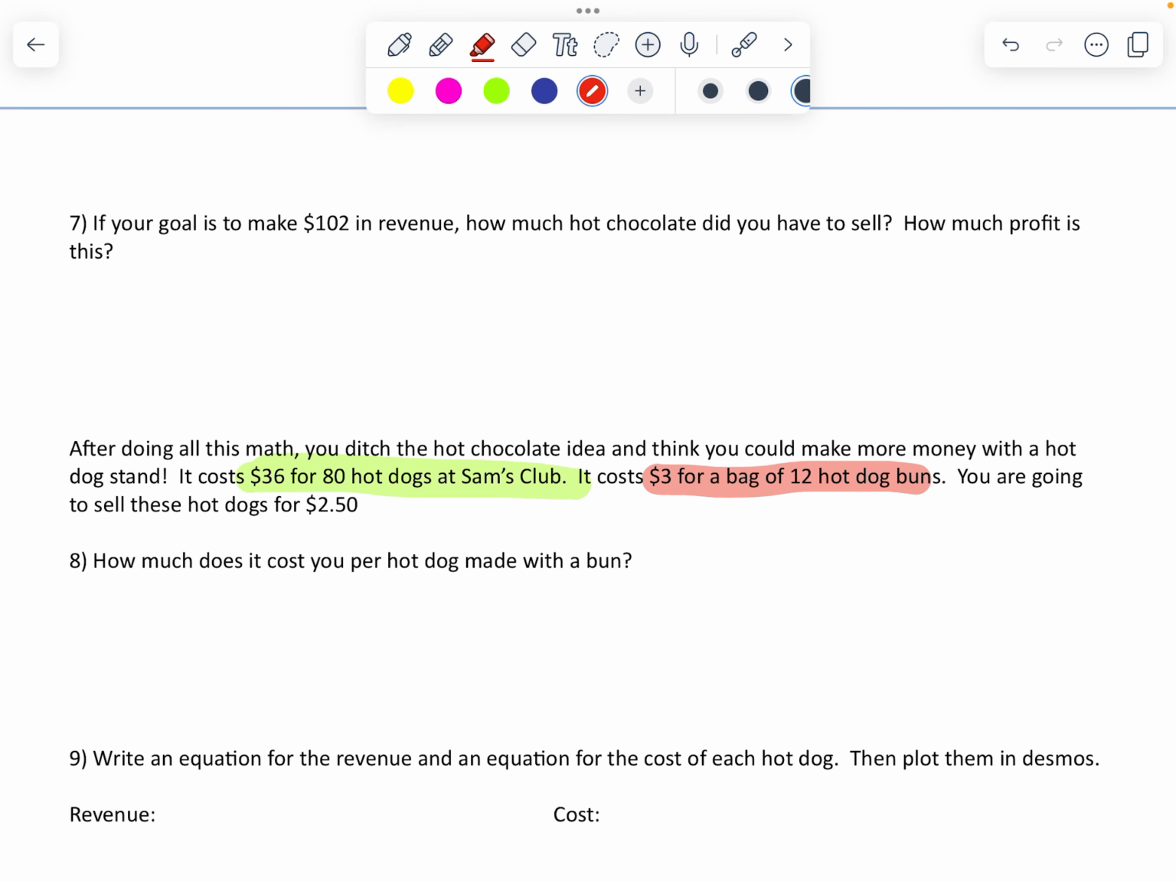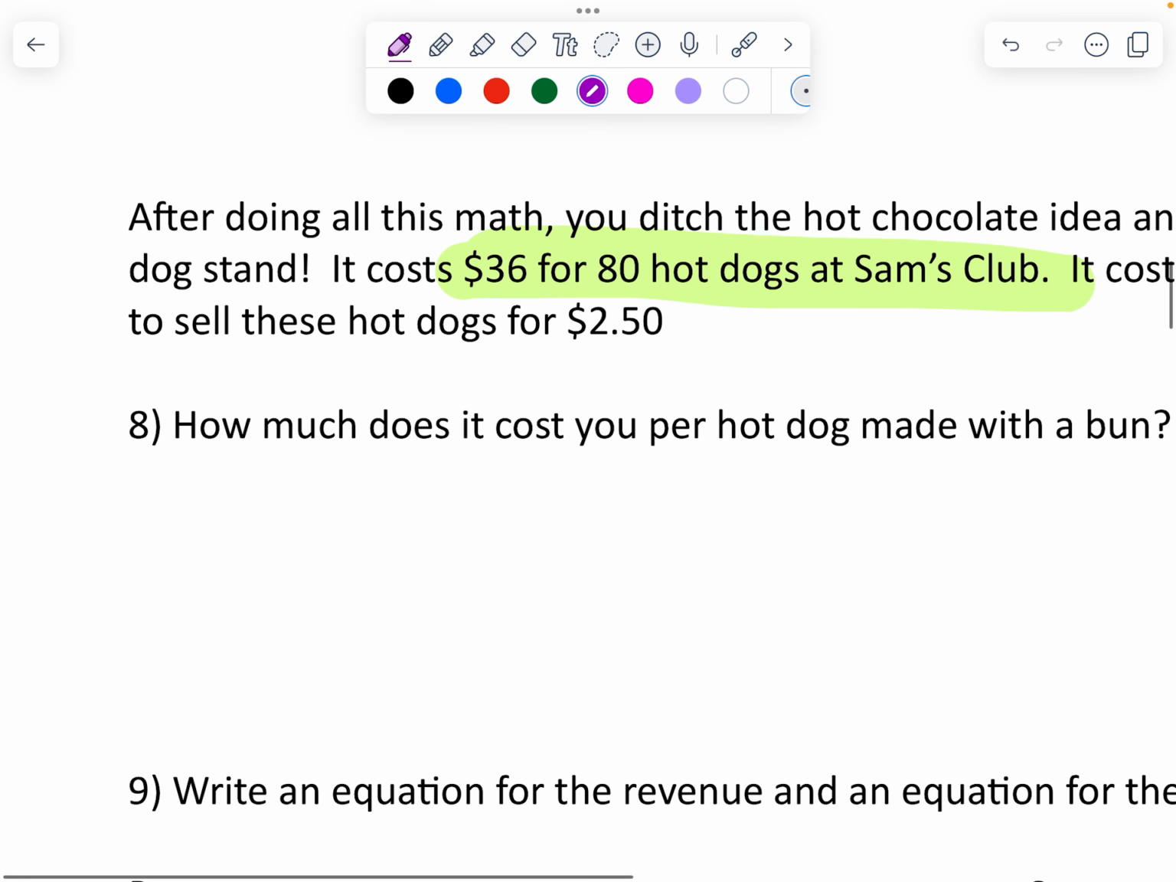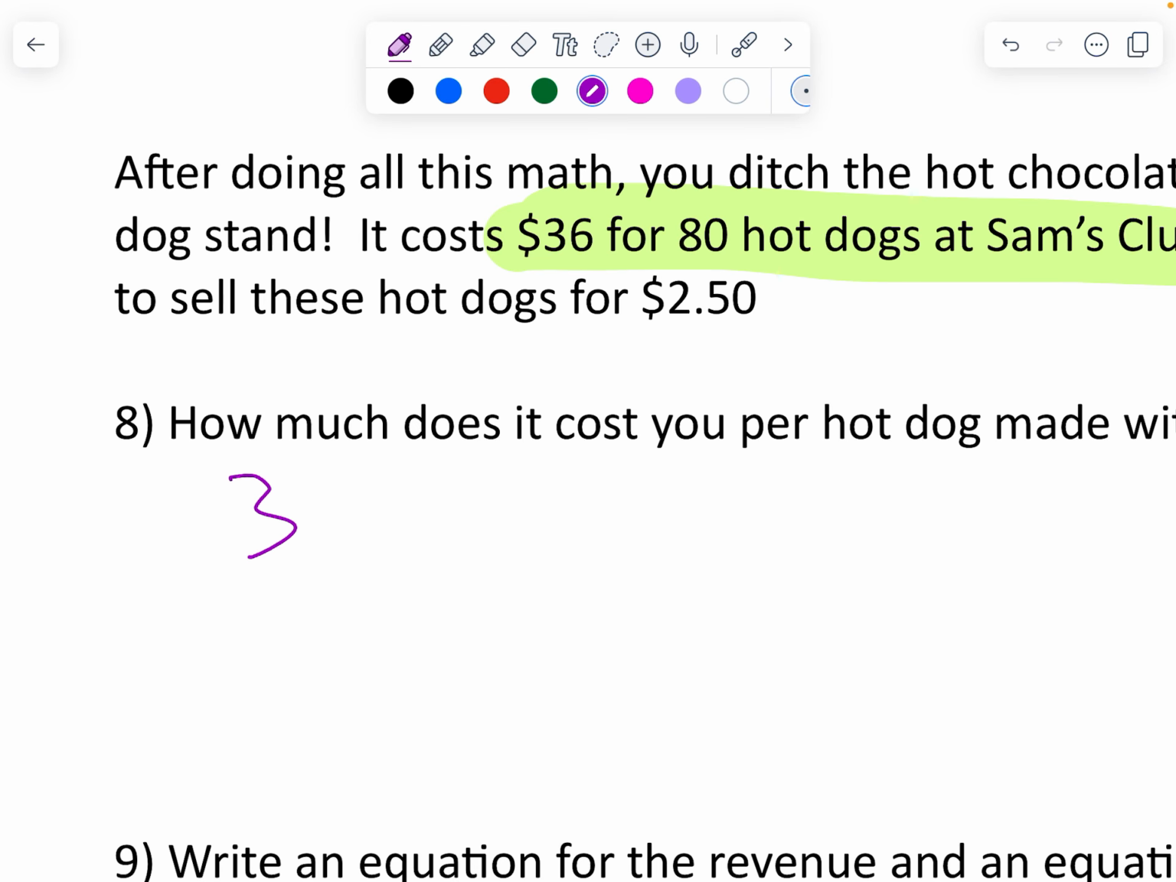So what you've got to be doing here is figuring out how much you're spending to make just one hot dog, right? So how much does one bun cost? Or sorry, how much does one hot dog cost? Well, you're spending $36 and you're getting 80 hot dogs, right? So that means we're getting multiple hot dogs per dollar, right? So I'm going to divide this. I have my own calculator over here. That's 45 cents. So you're spending 45 cents for one hot dog.